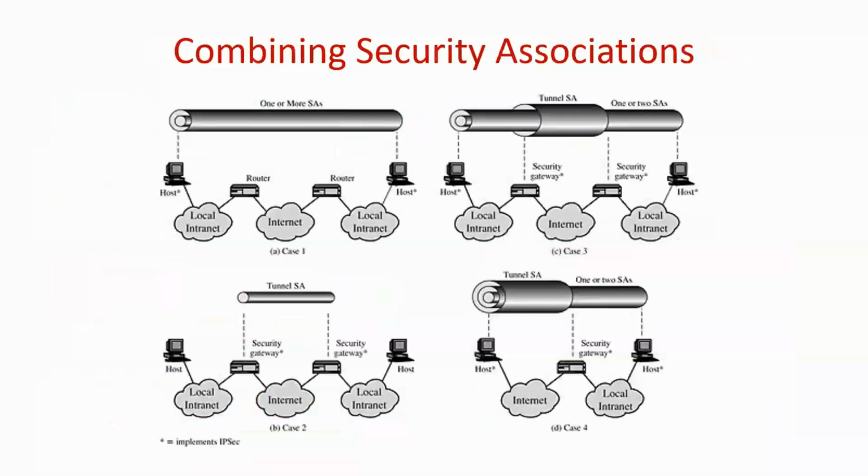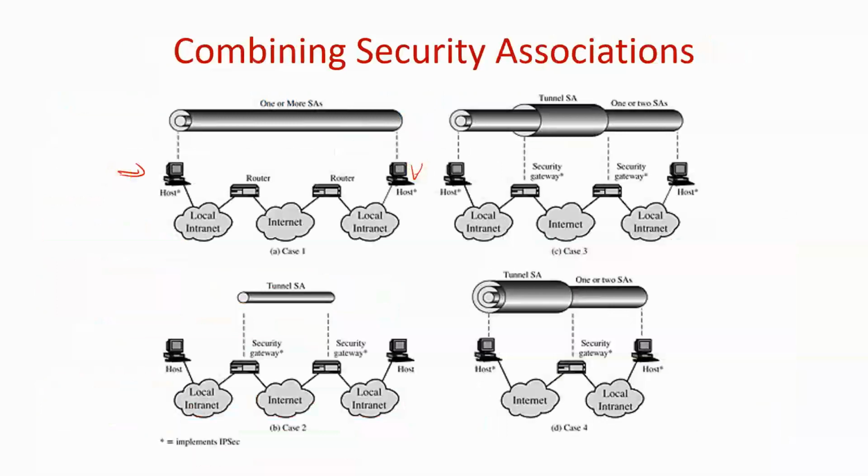Okay. Now we discuss what can be established in terms of security associations between sender and receiver. If you are talking about end-to-end, then there can be more than one security association between sender and receiver, depending on what kind of security services you want to provide. If you want to use the authentication header and you want to use ESP as well, then you can have two security associations.